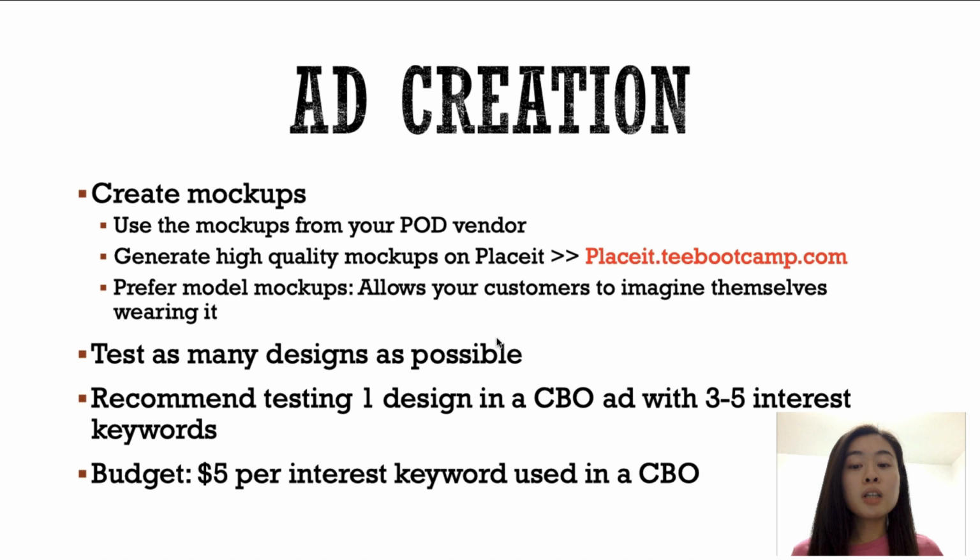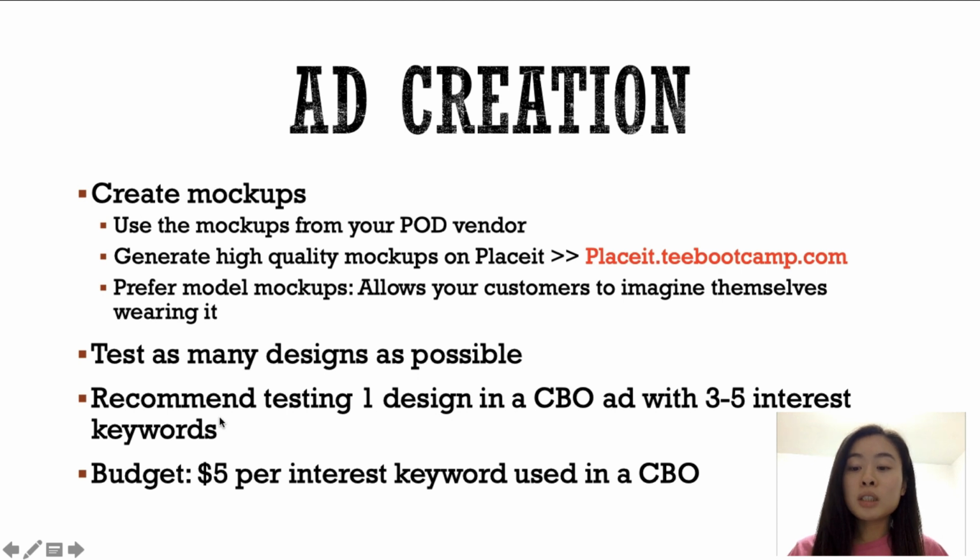As I said multiple times before, with print on demand, it's a volume game. The more designs you test, the more chances you have to find a winning design. Also, I do recommend testing one design in a CBO campaign with 3 to 5 interest keywords. I don't recommend testing more than 5 interest keywords in one CBO campaign. It just has not worked well for me. With that said, testing it with 2 interest keywords has not worked well for me either. So 3 to 5 interest groups is a good medium.